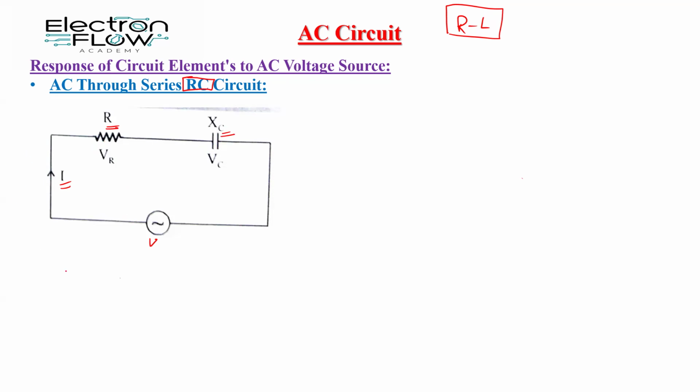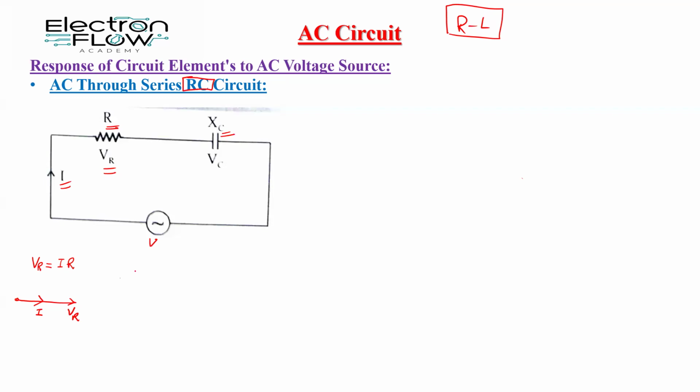As we know, the voltage drop across the resistance is given by VR is equal to IR. If I draw the phasor of this, we know that in the case of pure resistance, the voltage is in the same phase with the current. So this is our voltage VR, in the same phase with the current in the case of pure resistance. We are talking about the VR here.